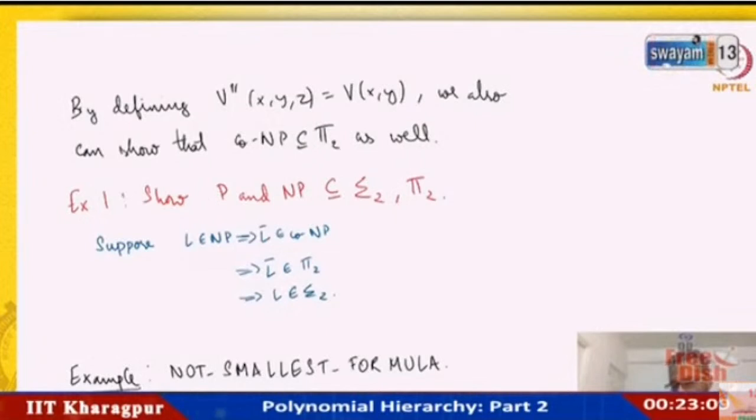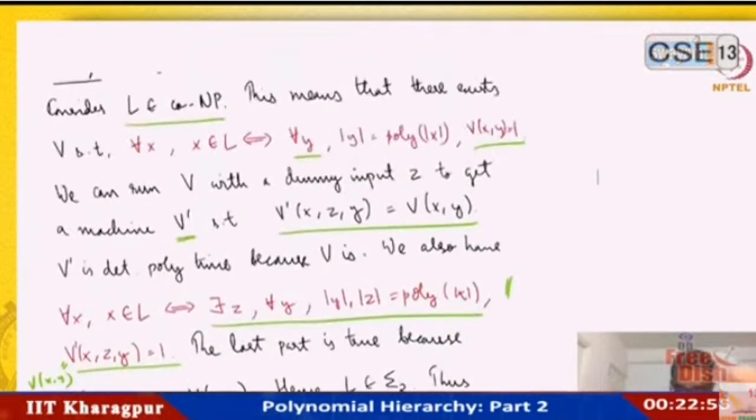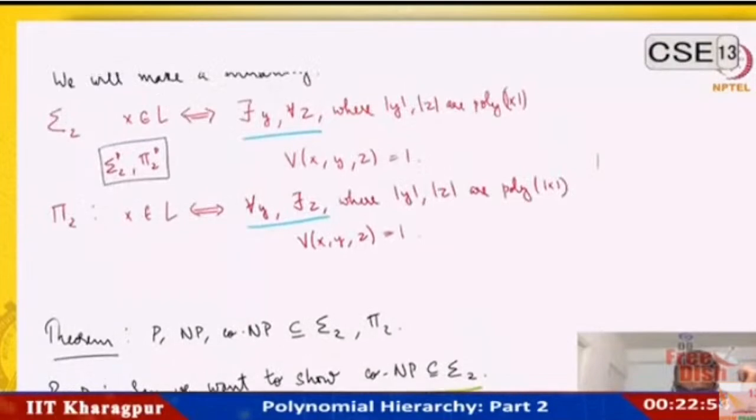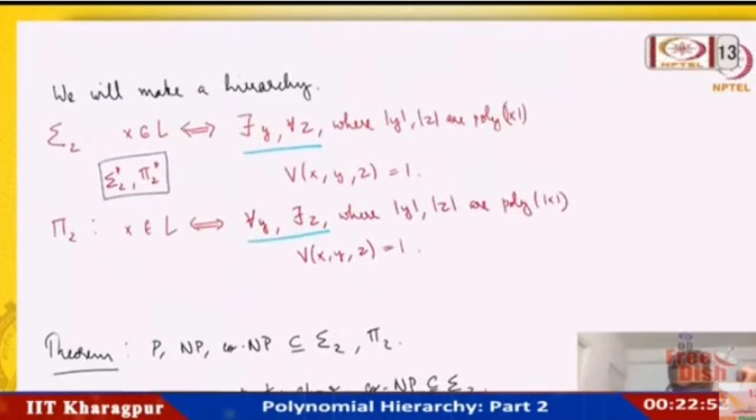Again, this is something that we will see soon. A language is in sigma 2 if and only if the complement is in pi 2, and a language is in pi 2 if and only if its complement is in sigma 2. This should not be that difficult to see given the way these languages are characterized.